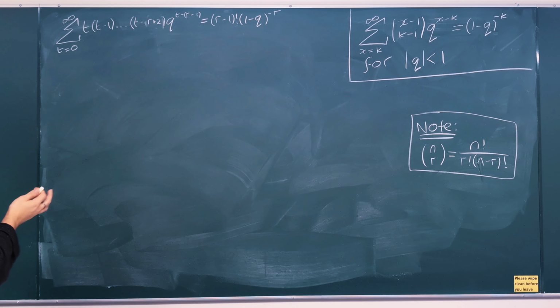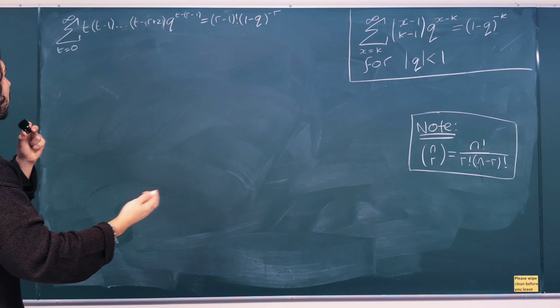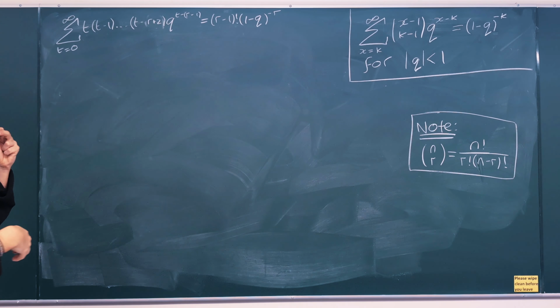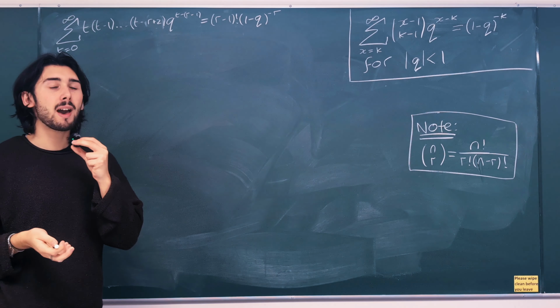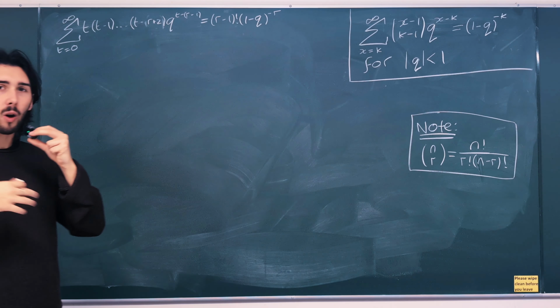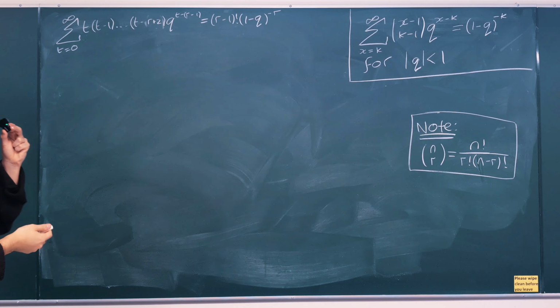We just have to be a little bit careful with the indexing, because if I do t factorial divided by a bunch of other stuff, I could come into some issues because I'm starting from t equals 0. If I'm not careful, if I do t minus r or something like that, I could end up with some negative number factorials, which is not good.